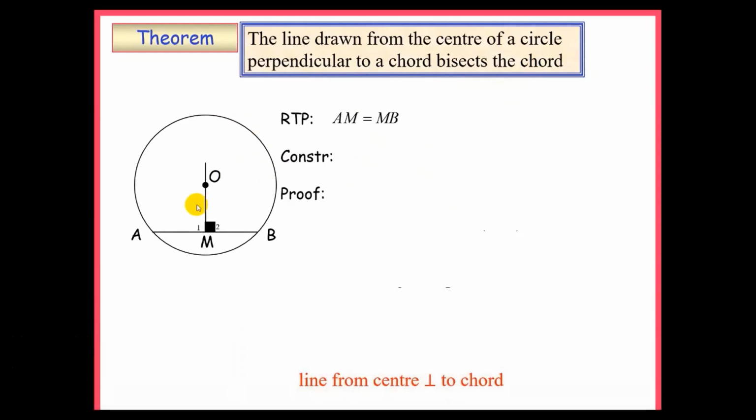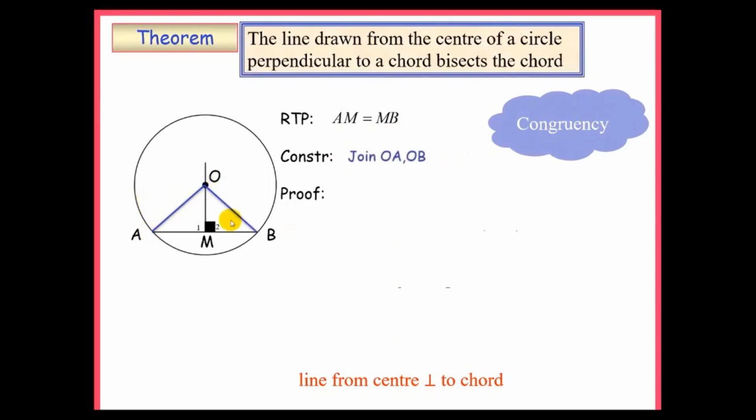So we're given a circle with center O, and we want to prove that AM is equal to MB. So there's our question, AM equal to MB. So we need a strategy. Our strategy here is congruency. Now for me to be able to prove congruency, I need to do a construction. So I'm going to join OA and OB. And you'll notice I have two triangles. And I'm now going to prove the two triangles congruent.